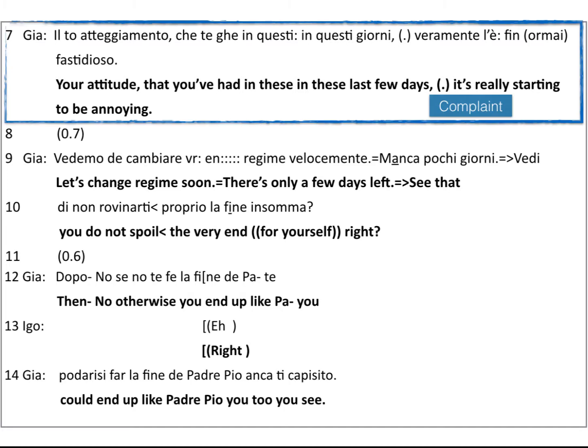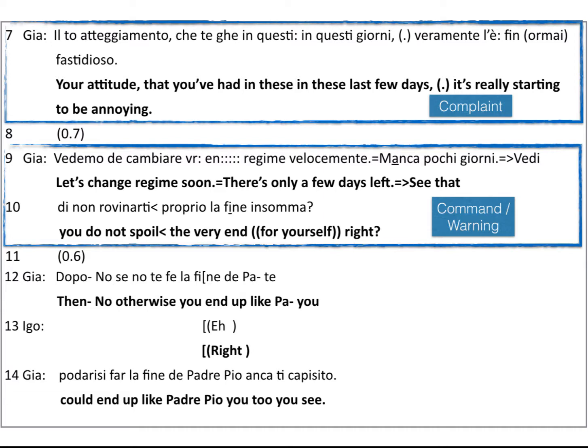Let's see that you change soon. This was a rather literal translation from the Italian. It does not really translate in English, but what he means is see that you change soon. There's only a few days left, a reference to the fact that the client will be going home soon, and he should not spoil the very end for himself. So this is a bit of an order, a directive, a command, and again a bit of a warning. You could spoil things for yourself.